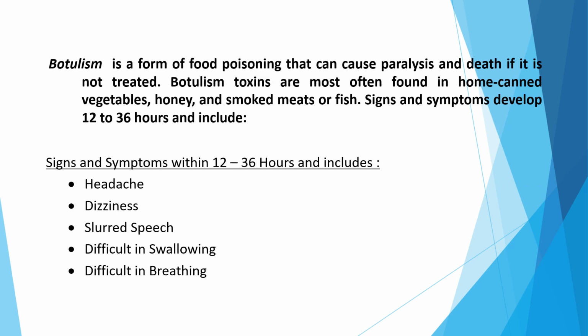Botulism is a form of food poisoning that can cause paralysis and death if it is not treated. Botulism toxins are most often found in home-canned vegetables, honey, smoked meats, or fish. Signs and symptoms develop within up to 36 hours, including headache, dizziness, slurred speech, difficulty in swallowing, and difficulty in breathing.